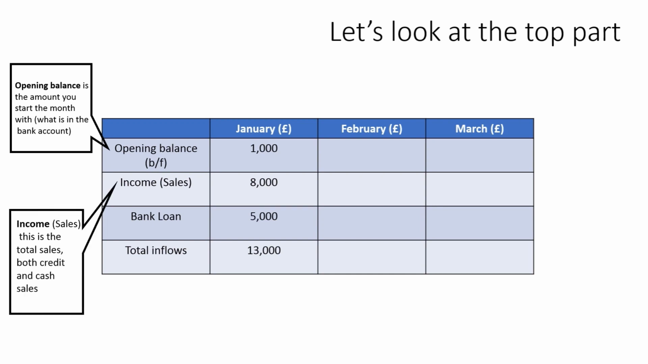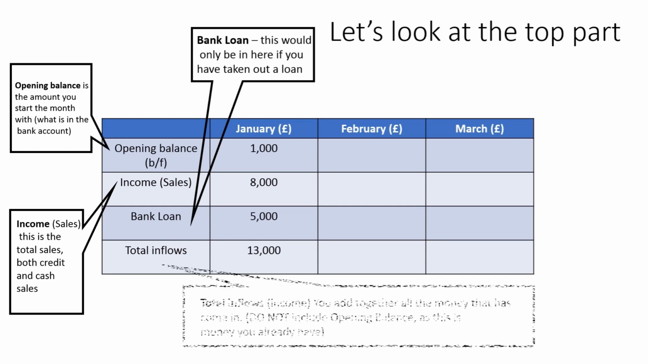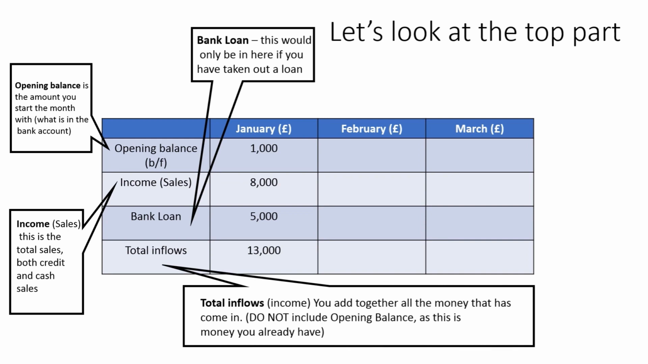Your income is the sales, so this is the total sales, both credit and cash sales, so that's your income coming in. And the bank loan, this would only be here if you have taken out a loan. You can also add another line in there to include things like capital introduced, so owner's capital, bank interest received, etc. And the total inflows is your income, so you add together all the money that has come in. But be careful, do not include the opening balance, as this is money you already have.